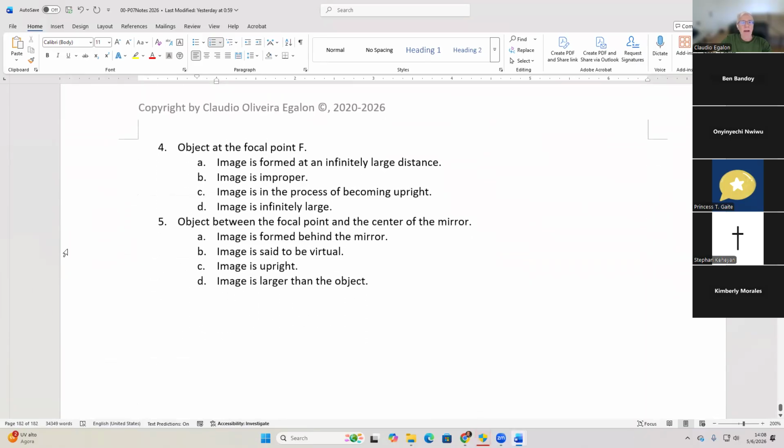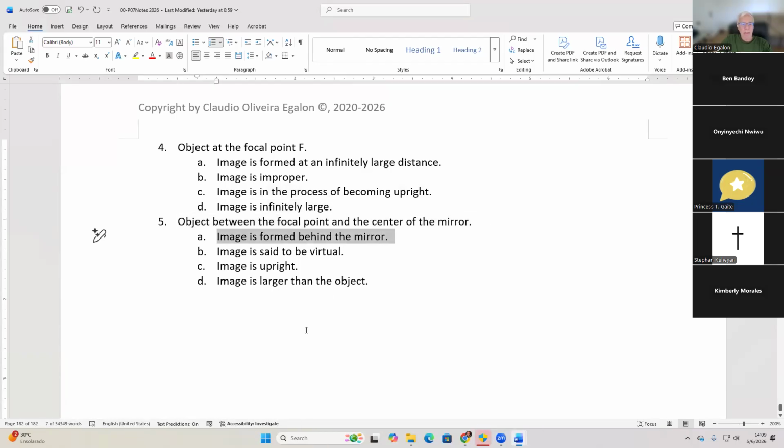Object at the focal point F, image is formed infinitely distant, an infinitely large distance. Image is improper. Image is in the process of becoming upright. Remember, the object was initially upside down. Now the image is in the process of becoming upright. Image is infinitely large.